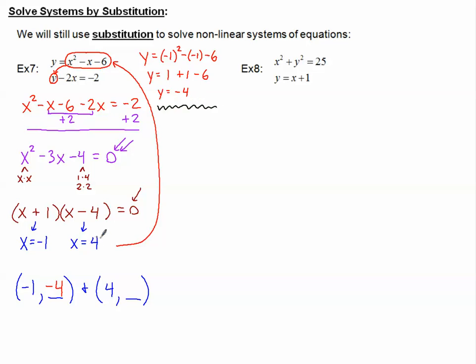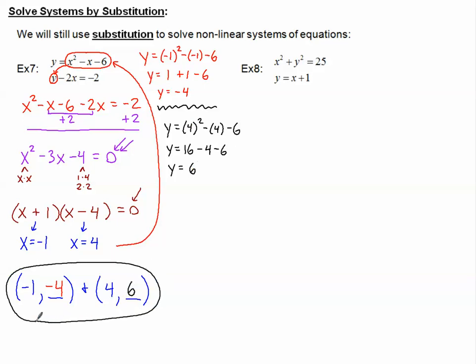Let's now try the 4. We'll plug the 4 into the same thing and get a different y. Well, most likely a different y. So we've got 4 squared minus 4 minus 6. And that's going to be 16, take away 4, take away 6. Well, if I have 16 things and I take 4 of them away and then I take 6 of them away, I'd be left with 6. So when 4 is the x, 6 is the y. And I solved this system. There were 2 solutions.